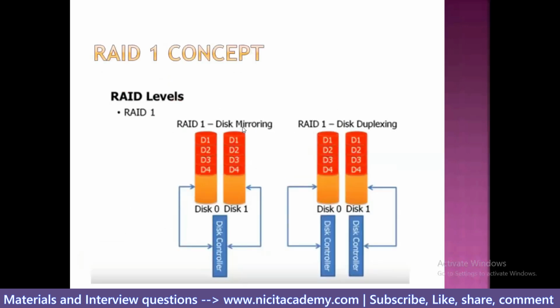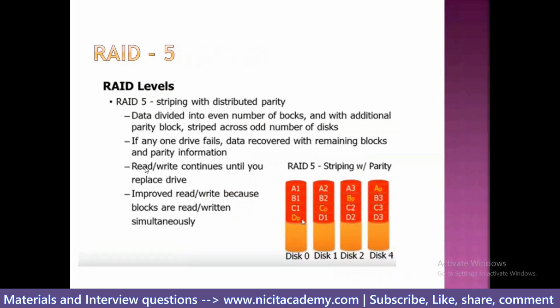So RAID 1 is nothing but mirroring. Disk 1 will have a mirror, disk 2 will be mirrored, disk 3 will be mirrored. Within the disk, you will have mirroring. Either one disk controller or two disk controllers will be there. Duplexing has more advantage: two disk controllers maintain separate paths, so if one path fails, the other path will take over the data. This is the RAID concept.